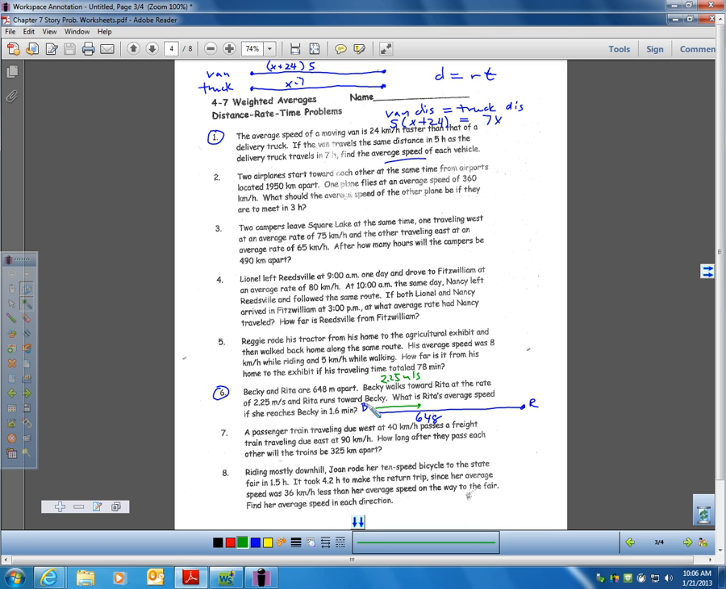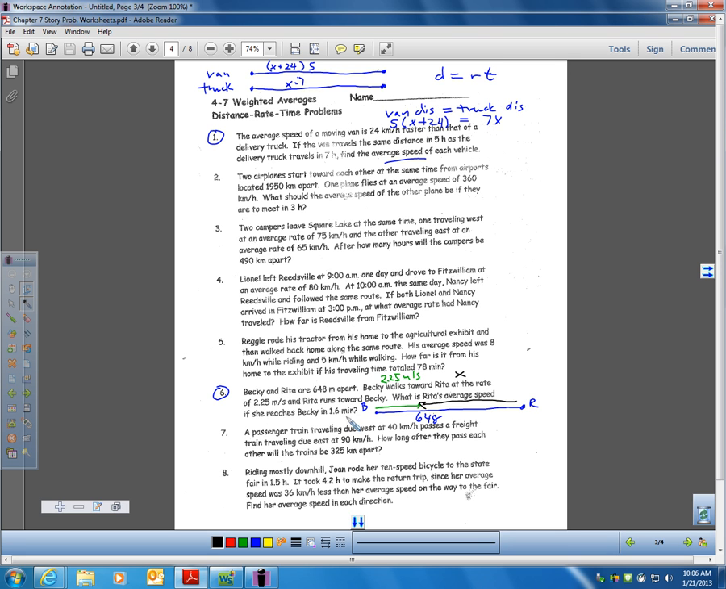Rita runs toward Becky. Okay? So Rita's running, and eventually we know they're going to meet, so I have no clue what Rita's speed is, okay? So I'll call it x. She reaches Becky in 1.6 minutes.